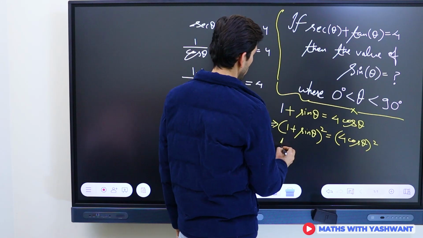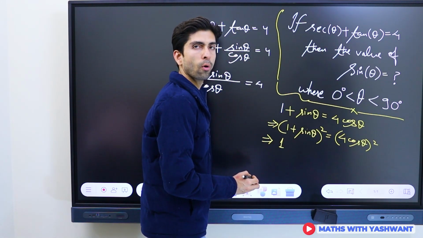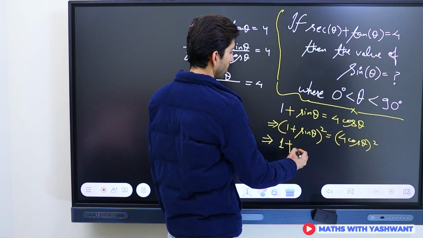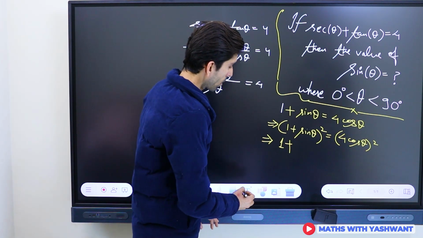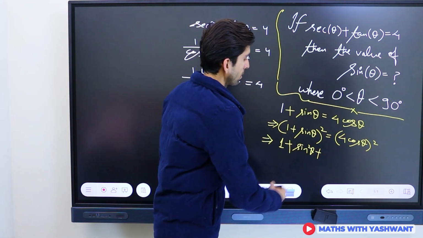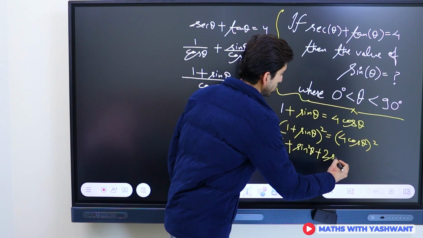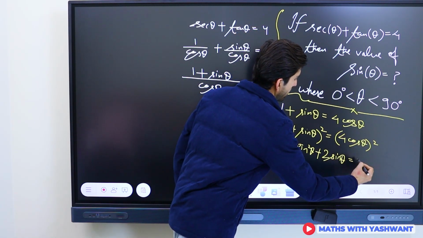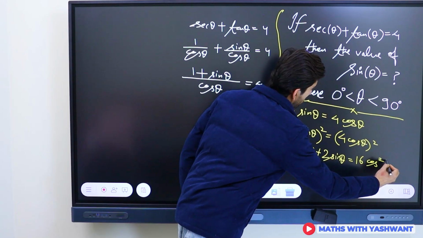We use the identity (a plus b) whole square and we expand. So we get 1 plus sin square theta, and 2ab is your 2 sin theta. Then we have 16 cos square theta.